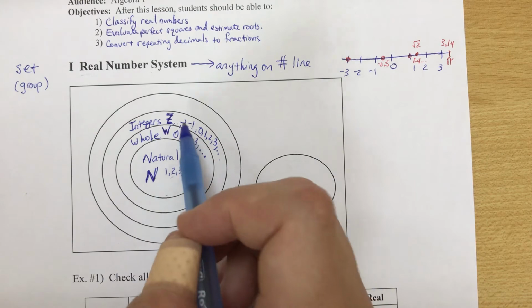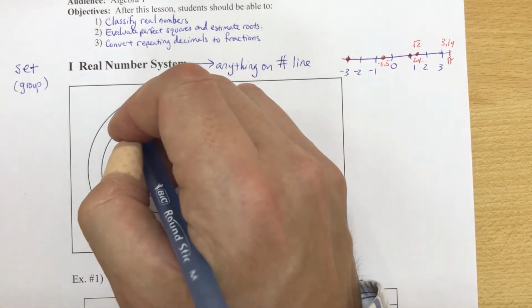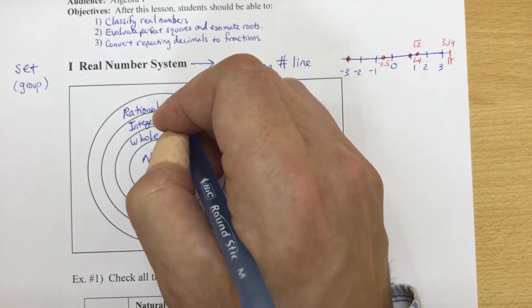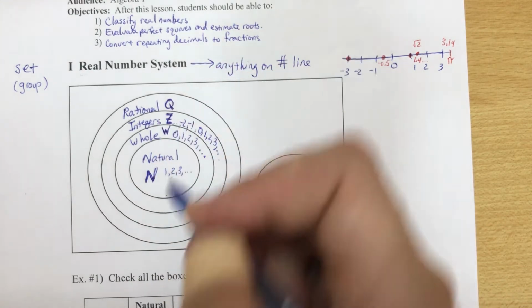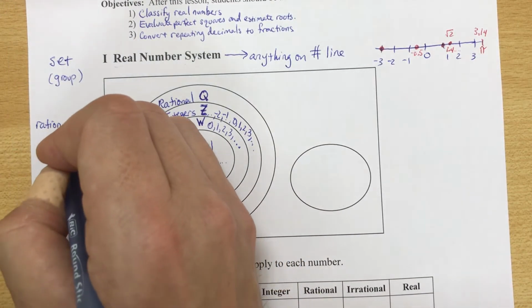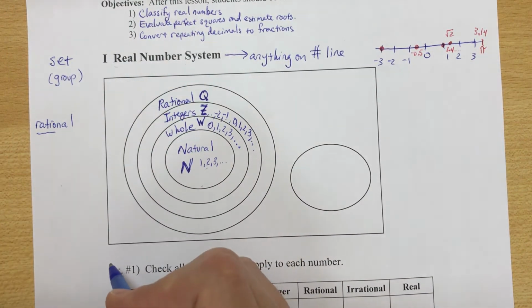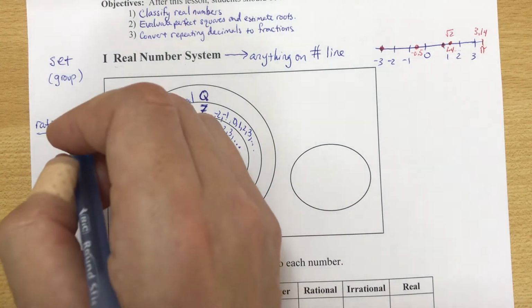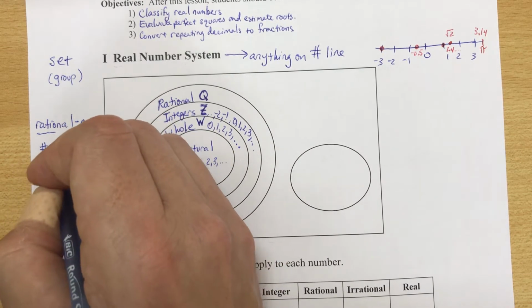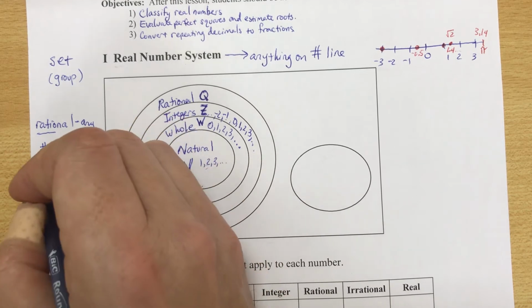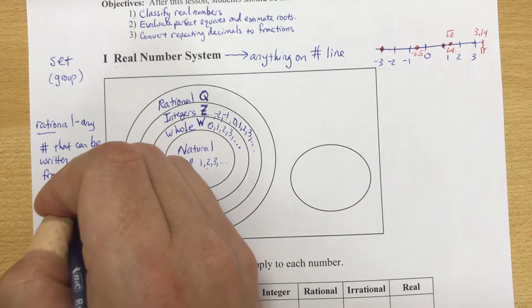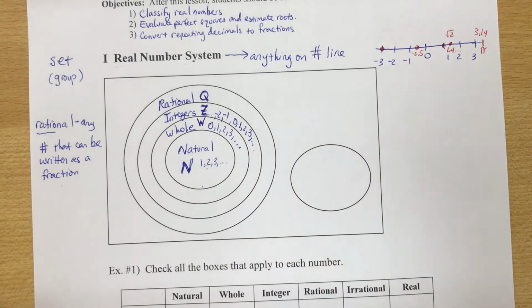That's okay. Well, so now let's talk about decimals. The next set is called rational numbers. The symbol for that is Q. Now, on the side here, I'm going to write a little definition. Rational has the word ratio, okay? And ratio means you can write it as a fraction. So a rational number is any number that can be written as a fraction. Any number that can be written as a fraction.